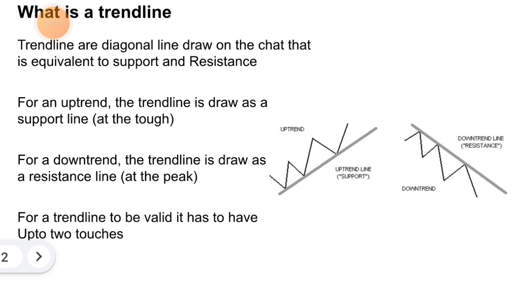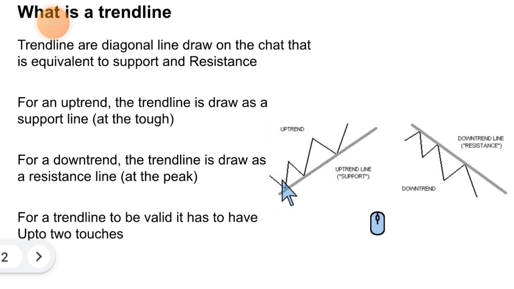So trend lines are diagonal lines drawn on the chart that are equivalent to support and resistance. As you can see right here, where we have our support and resistance line, we can have a trend line to also use as a support line for an uptrend. And even in a downtrend, we can have a trend line to use as our resistance line. For an uptrend, the trend line is drawn as a support. You can see it here.